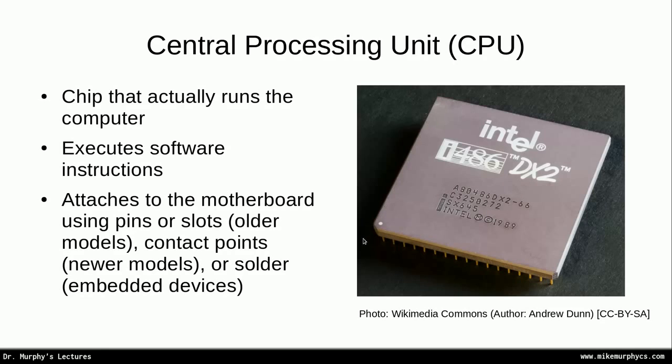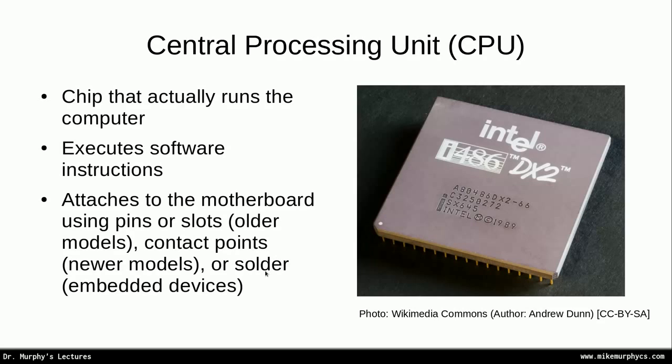This particular CPU that I've pictured here is a 486 CPU. This is extremely old, late 1980s technology. This was just a really good picture I found on Wikimedia Commons. Modern CPUs look similar, except that they have contact points and they're different sizes, and of course internally they're a whole lot faster than this particular CPU was.